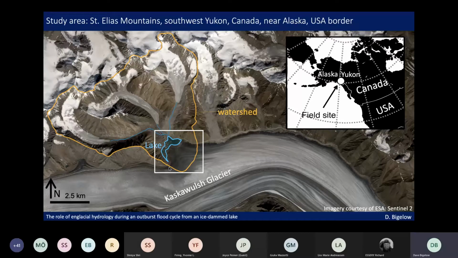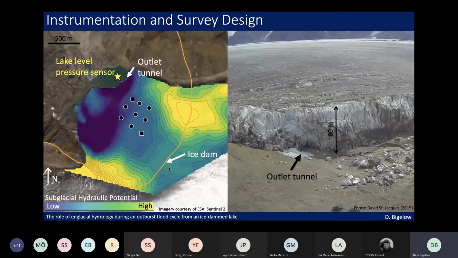Now I'm going to zoom into the lake area and try to give you a sense of some of the instrumentation that we installed to study this outburst flood event. We had a lake level pressure sensor installed in the lake, indicated by the yellow star here, as well as an array of instruments installed on the ice that connected a hypothesized subglacial flow path, connecting an outlet tunnel that had been observed in the glacier, located about here, with a potential ice dam located downstream. That's the saddle point in the subglacial hydraulic potential there.